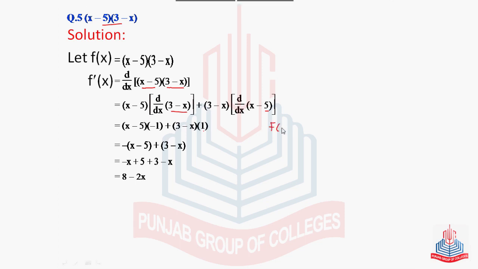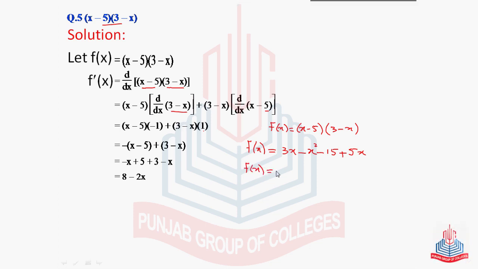So let f of x is equal to (x minus 5) into (3 minus x). Before we apply derivative on this question, we simplify it. Let f of x is equal to x into 3, 3x, x into minus x, minus x square. Minus 5 into 3 will be minus 15, and minus 5 into minus x will be plus 5x. Now f of x is 5x plus 3x will be 8x minus x square minus 15. Now this is the simplified version of the given question. As there is no more possibility to simplify this, now we apply derivative.